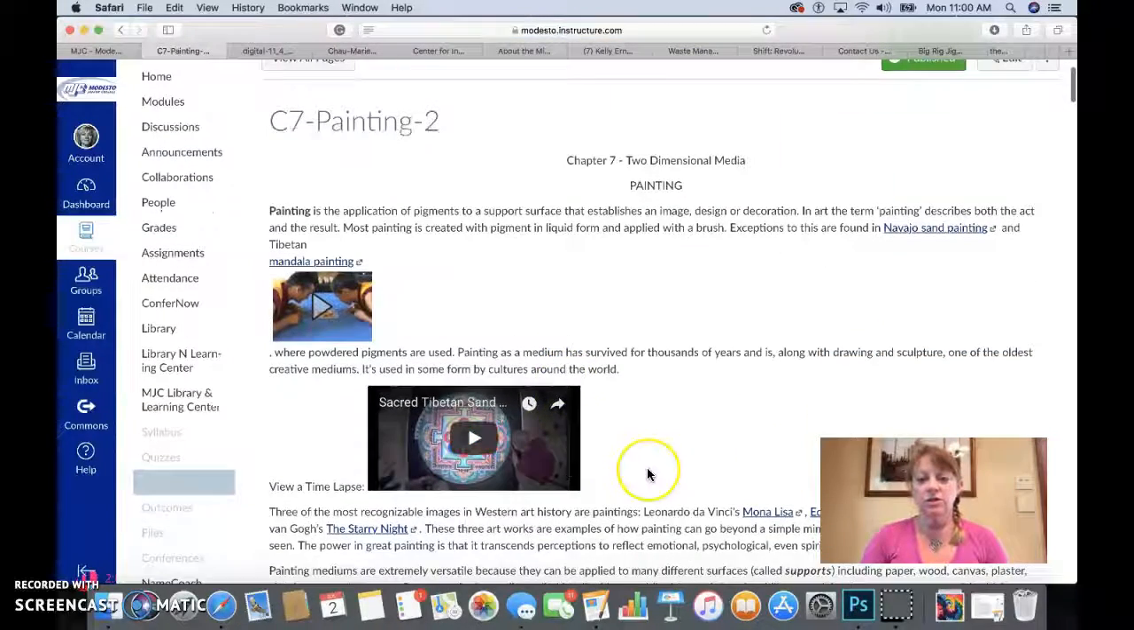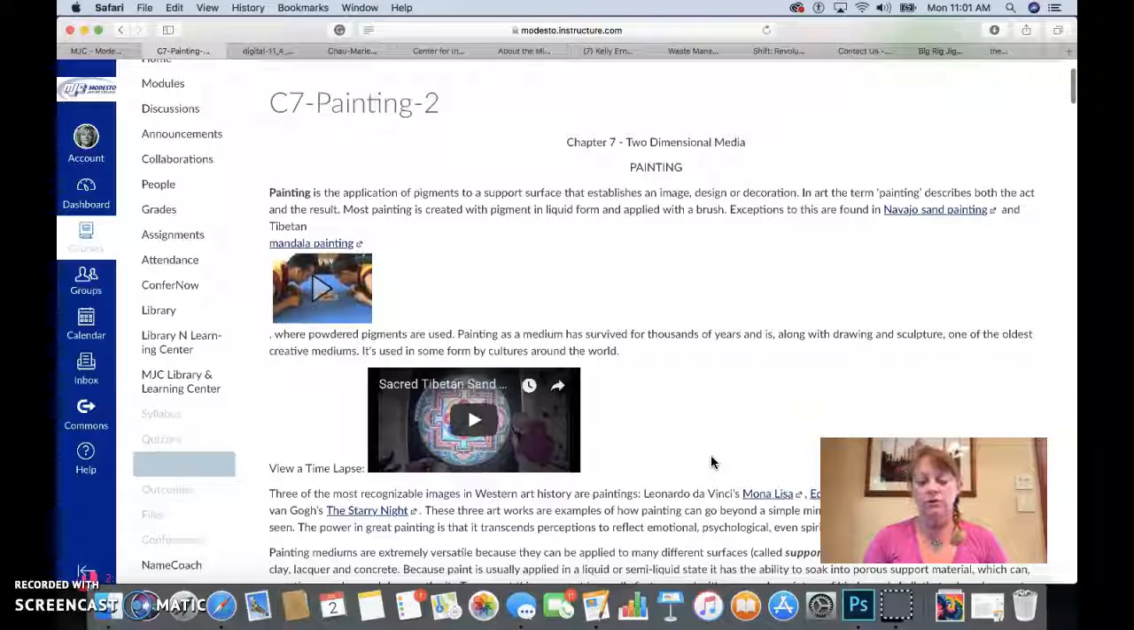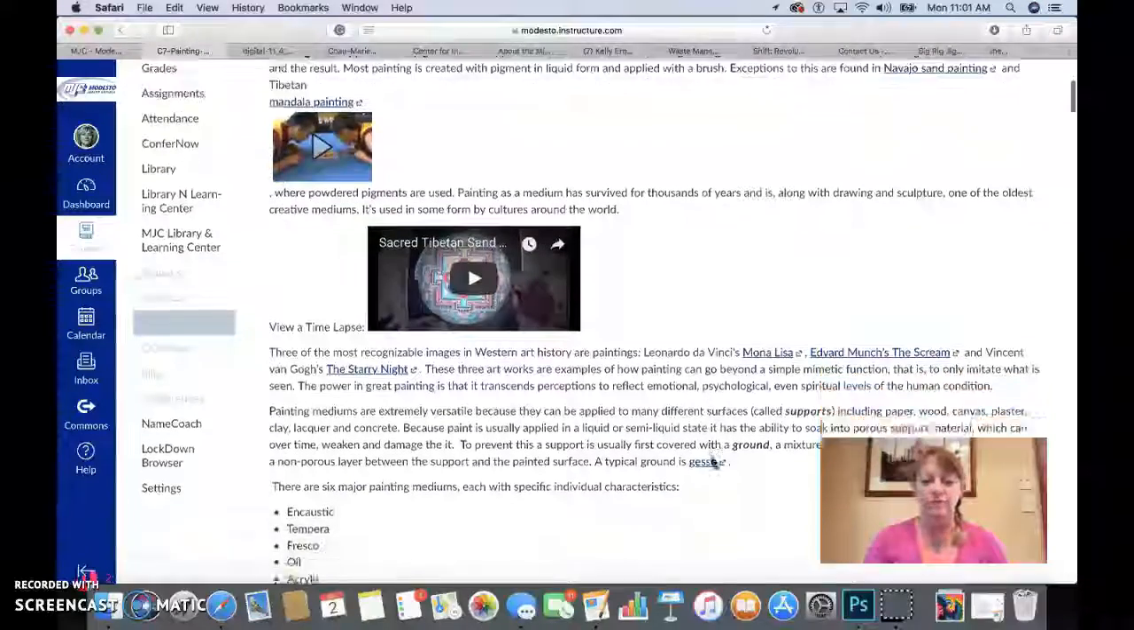Painting, this is two-dimensional media still, but it's interesting because this is sand painting, Navajo sand painting, and then also Tibetan mandala painting, which has its roots in Buddhism. Interestingly enough, monks will spend weeks, or at least a week, creating a Tibetan sand painting and then destroying it at the end by sweeping it away, which kind of supports the idea of non-attachment, which is a Buddhist idea. So watch the video and see what that's about.